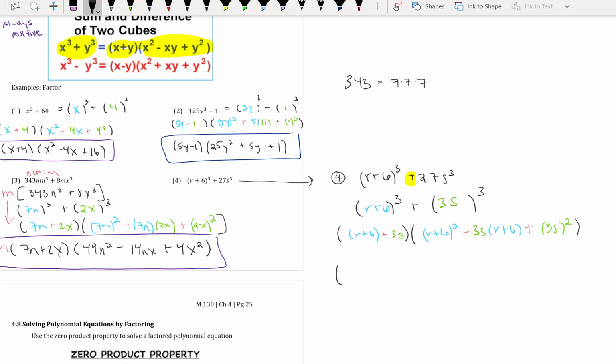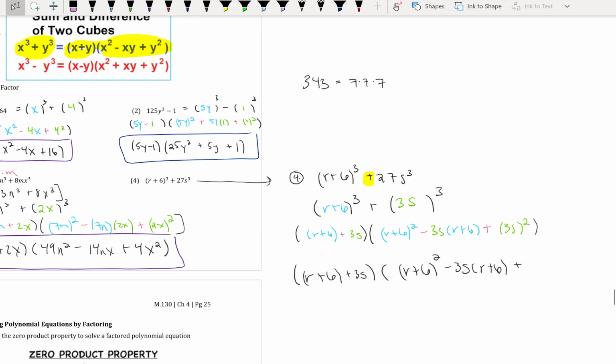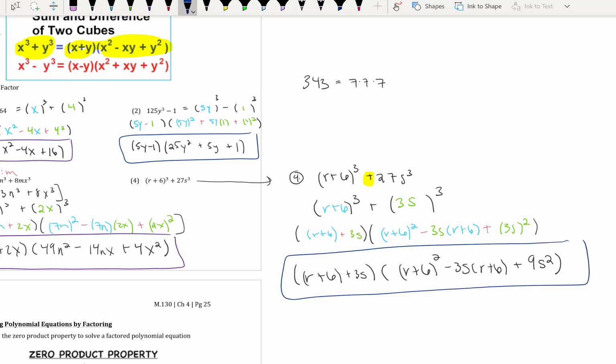So now this is going to become, I'm going to leave it as my r plus 6. Maybe I'll keep it in black so that it's r plus 6 plus my 3s, my r plus 6 squared minus 3s times r plus 6 plus, and this is where I can simplify this a little bit more, 3s parentheses squared. So 3 times 3 is 9, s times s is s squared. So that ends up becoming my final answer for number 4.